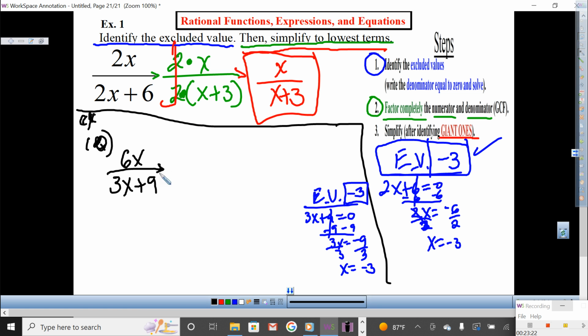Next. What if they ask us to simplify? We need to factor completely first. Let's start with the denominator. Is it in standard form? Yes? GCF, 3. That leaves us with x plus 3.